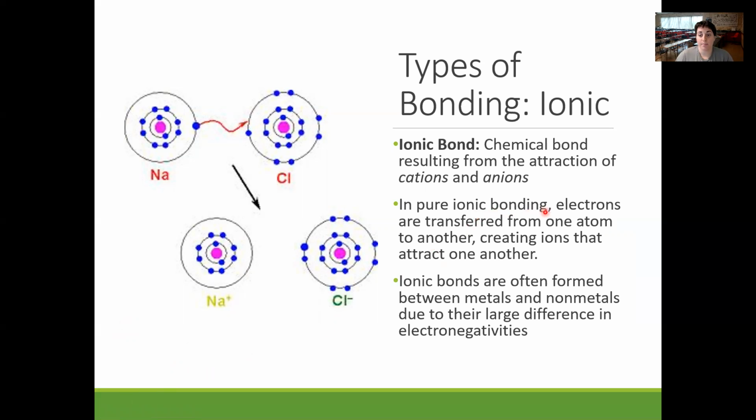In pure ionic bonding, electrons are transferred from one atom to another, meaning one of our atoms gives its electron to the other completely. It's removed. So in this example, our sodium becomes Na+ because it's losing an electron. The chlorine is gaining an electron to become Cl-. And now we have this positive and negative charge, and they're going to be attracted to one another. Very often you're going to see that ionic bonds are formed between metals and nonmetals because they have very different electronegativities. They're on opposite sides of the periodic table.